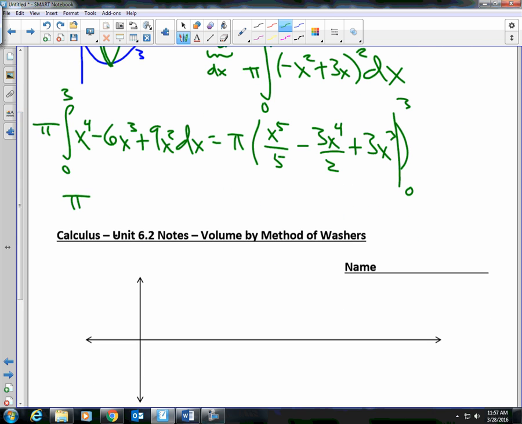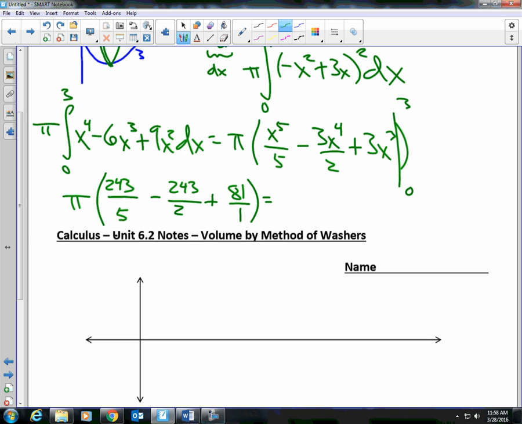So we have pi times 3 to the fifth is 243. 3 to the third times 3 will be 3 to the fourth, times 3 is 3 to the fifth as well, so 243 again over 2. And then 3 to the third times 3 is 3 to the fourth, which is 81.